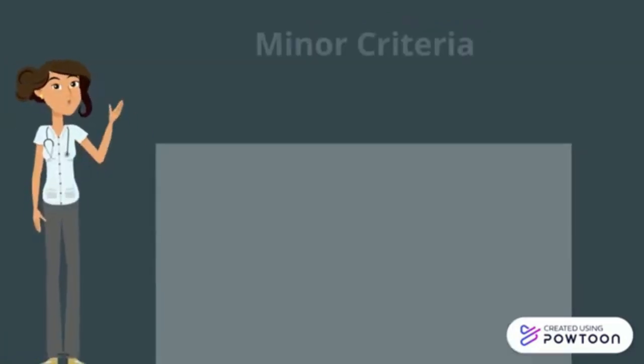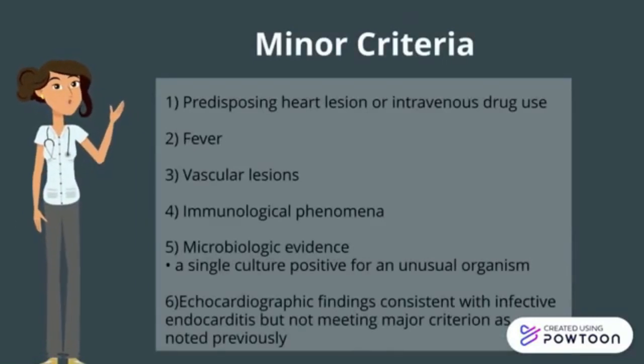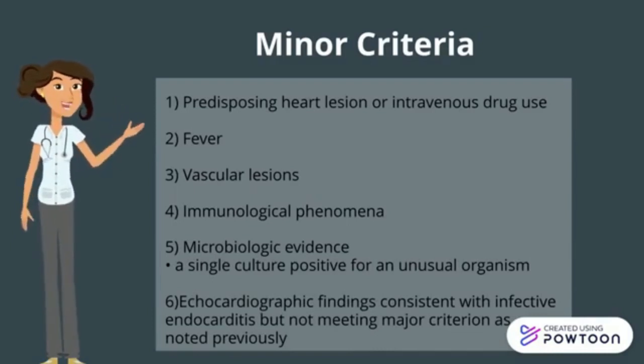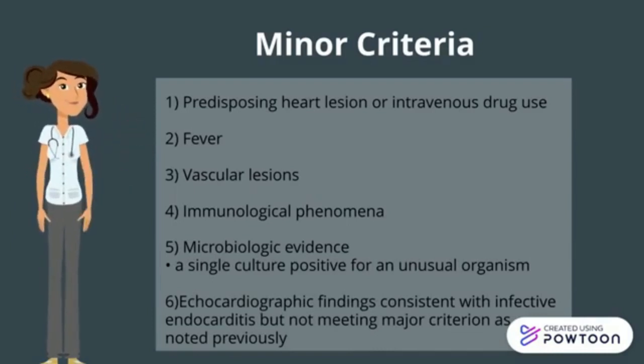As for the minor criteria: a predisposing heart lesion or intravenous drug use, fever, vascular lesion, immunological phenomena, microbiologic evidence, and echocardiographic finding that is consistent with infective endocarditis but does not meet the major criteria as stated previously.